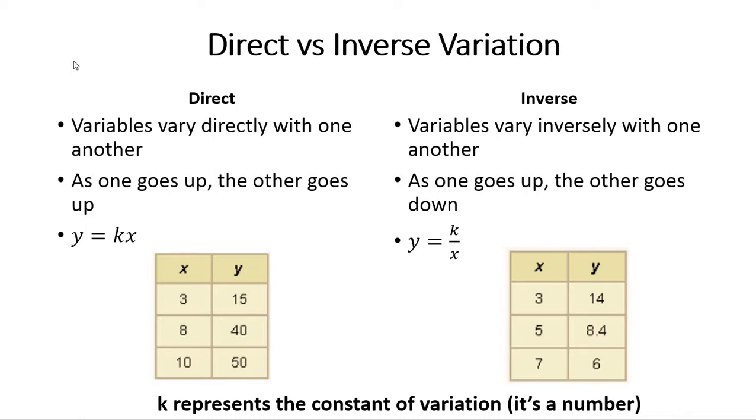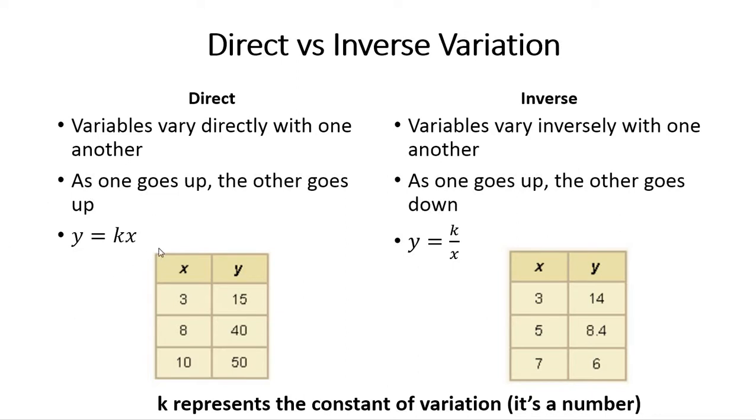All right, we're talking about variation today. We've got direct versus inverse. I like to just remember direct means things vary directly. Basically, as one variable goes up, the other goes up. As one goes down, the other goes down. We represent that with this general equation, y equals kx.